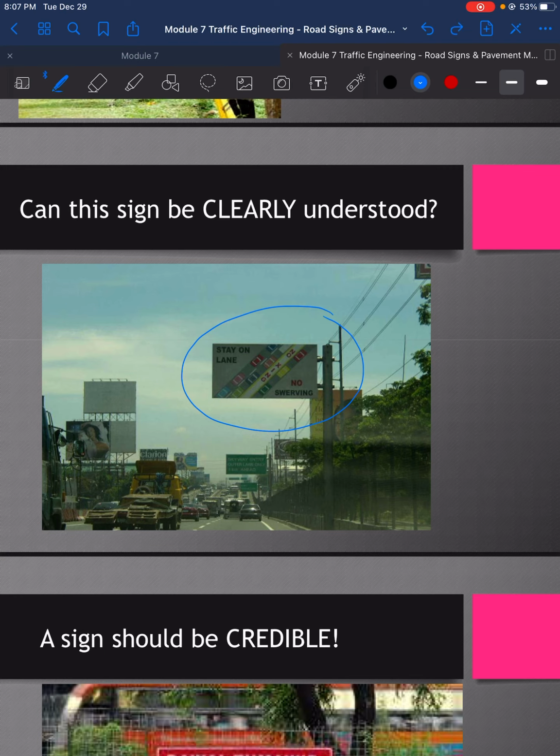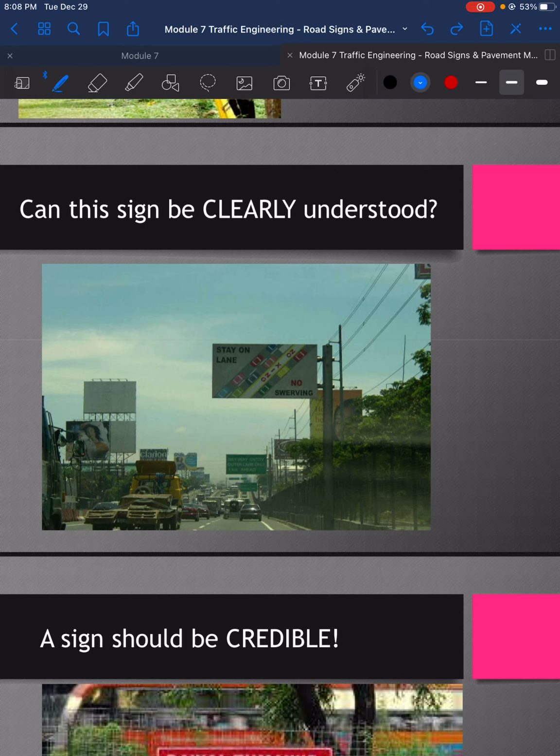Hindi niya nasunod yung standard na tsura ng isang road sign. Hindi gaya nung nandun sa banda dun. Those are road signs. But this one looks like a banner and it cannot be clearly understood. Remember, you are driving the roadway. So, limited lang yung time mo na mag-isip kung ano yung nakita mo.